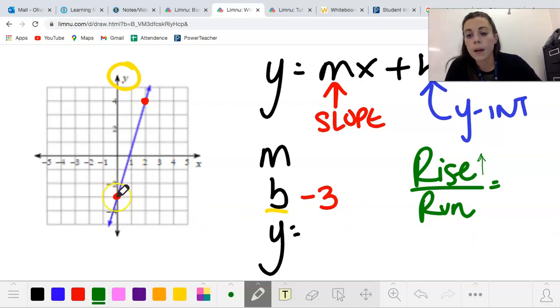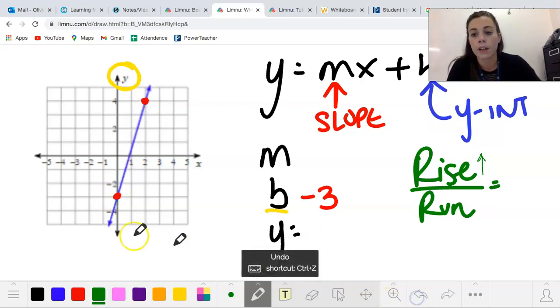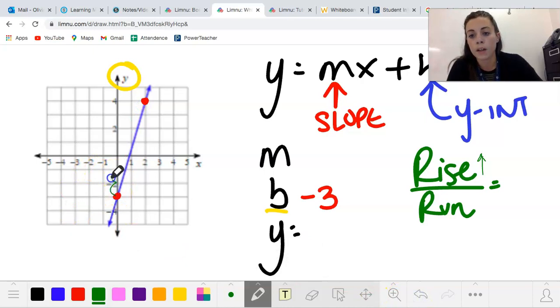So I'm going to rise up to my next point. Remember, you cannot go diagonally. This is a no-go. Absolutely not. That doesn't even make sense, okay? We're going to rise first. So we're going to go up 1, 2, 3, 4, 5, 6, 7. Up 7. So my rise is 7.